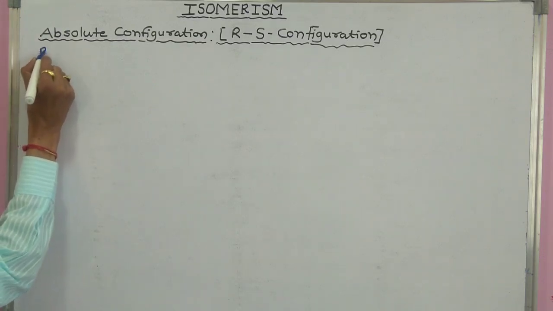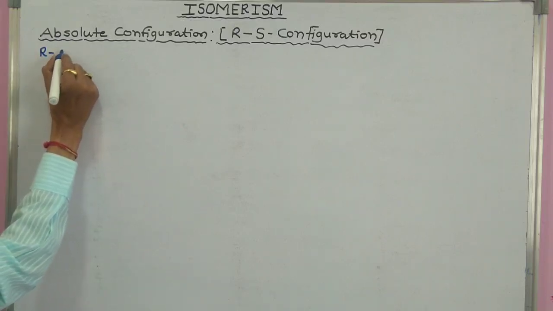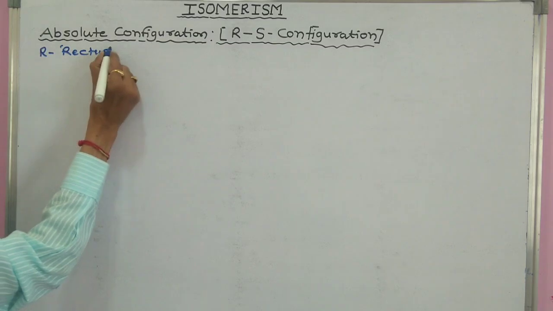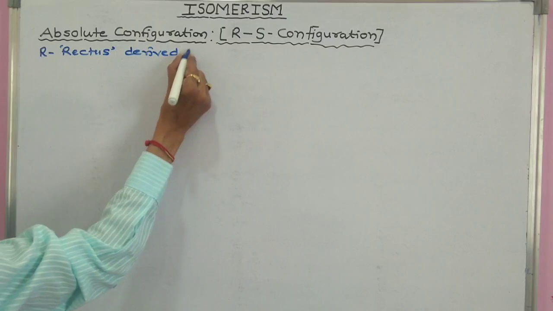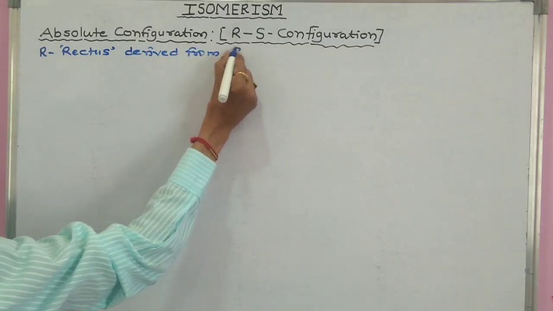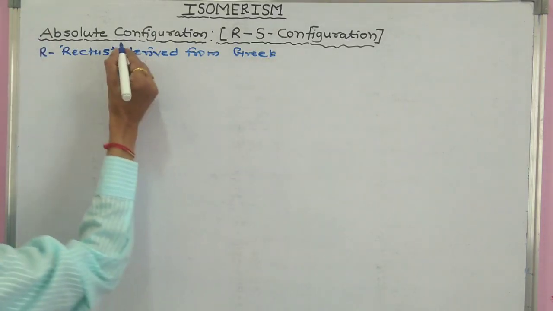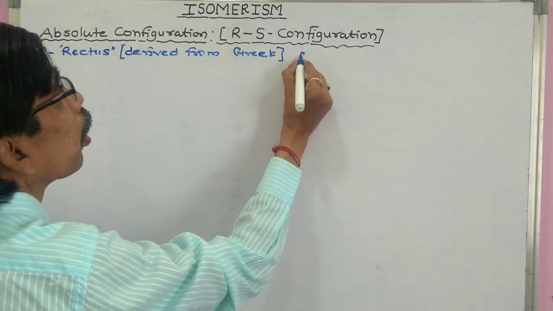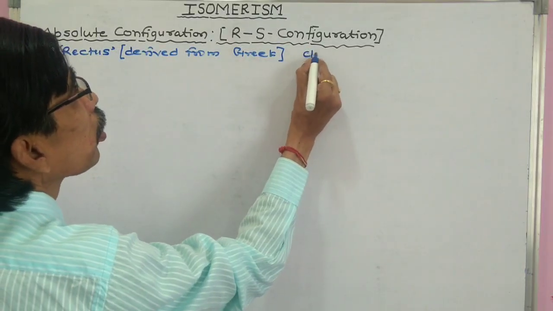Now, R is used for rectus. This word is derived from Greek. Rectus means it rotates in the clockwise direction.